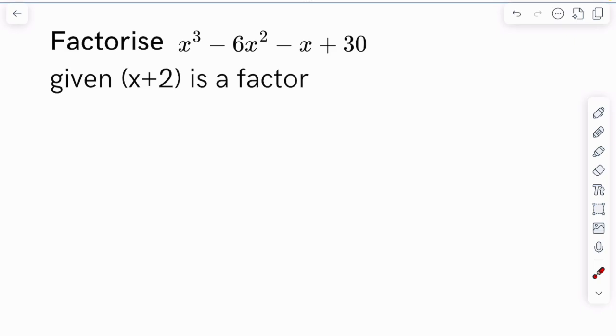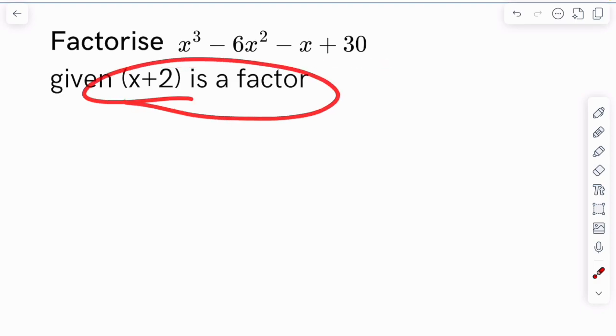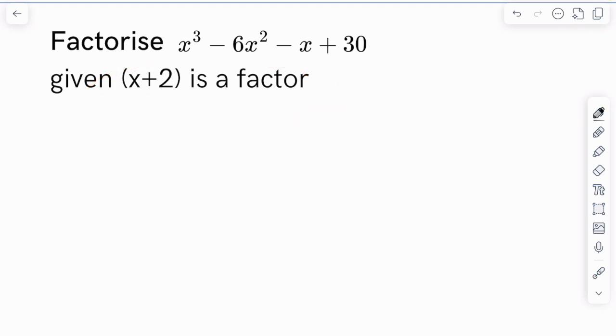So this is a classic example of the types of questions you'll be asked. Here it says factorize x cubed minus 6x squared minus x plus 30, given x plus 2 is a factor. This is what they often say. And we've been doing this already, we just haven't put the factor theorem label on it. Because to do this, all we have to do is say, well, listen, x plus 2 is a factor.